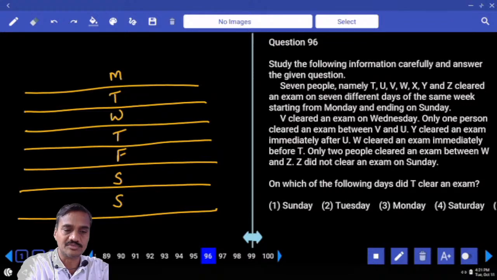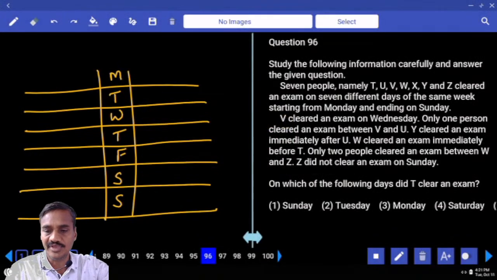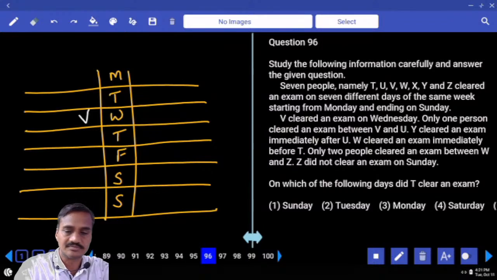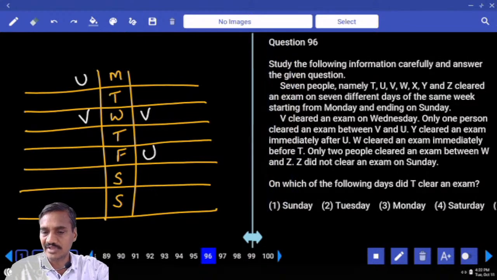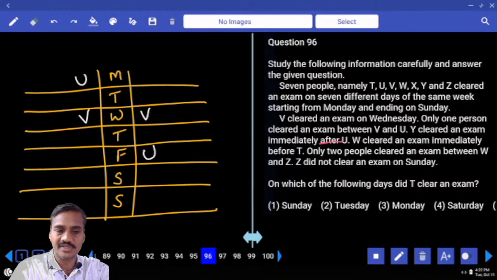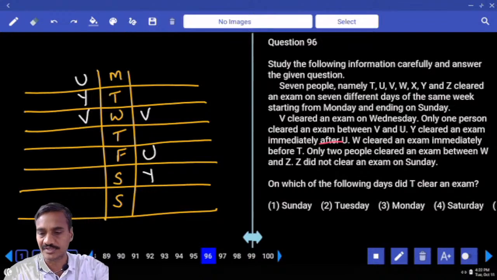Then coming to condition number 1, V cleared an exam on Wednesday. And only one person between V and U, U can be before this V or after this V, either on Monday or on Friday. And Y cleared an exam immediately after U. Y is immediately after U, that is on Saturday.